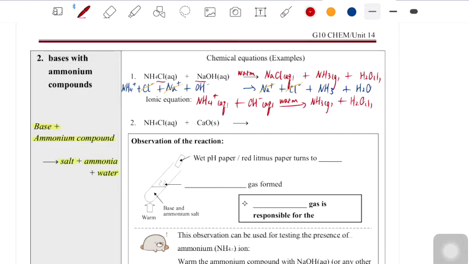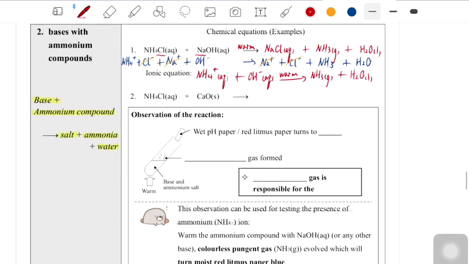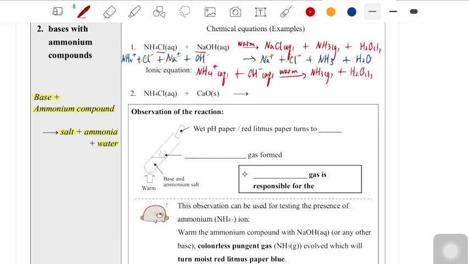Take a look at the second example. In this case, the base is not an aqueous solution. We have calcium oxide as the base. But still it behaves the same and produces a salt and ammonia and water. So let's try to write the product. First, the salt will get the cation from the base, and then it will get the anion from the ammonium compound. So the salt is going to be calcium chloride.